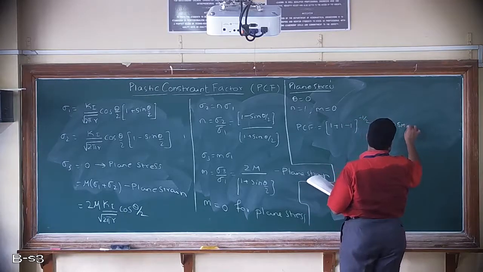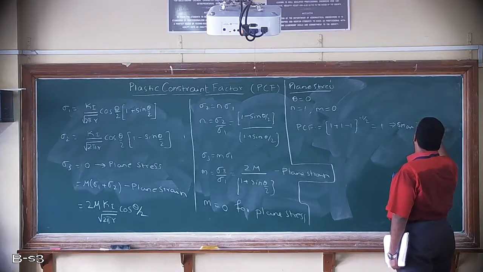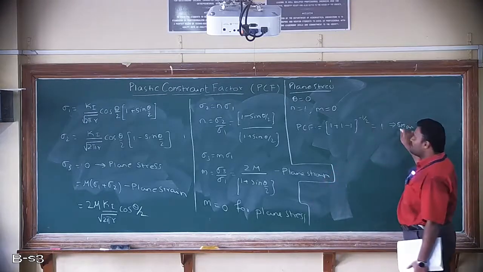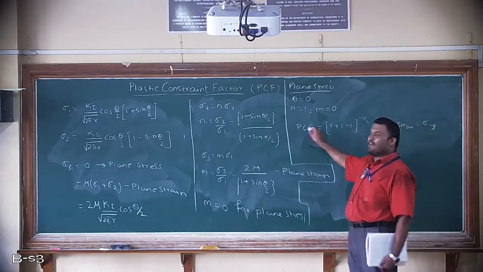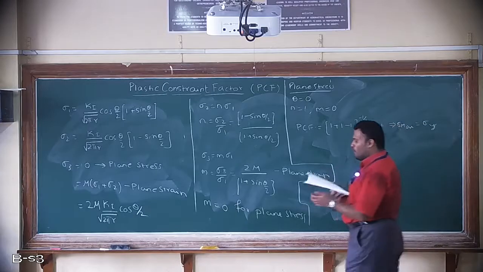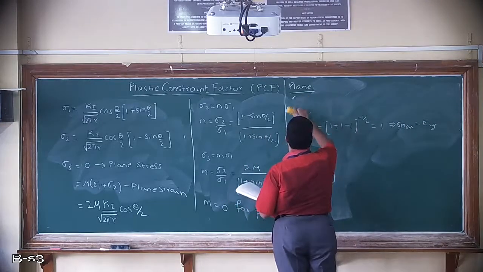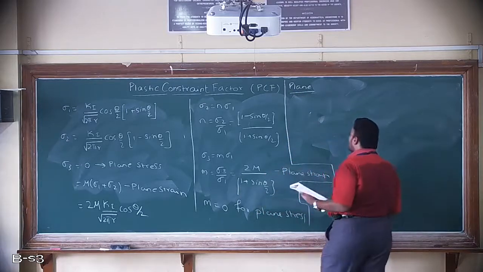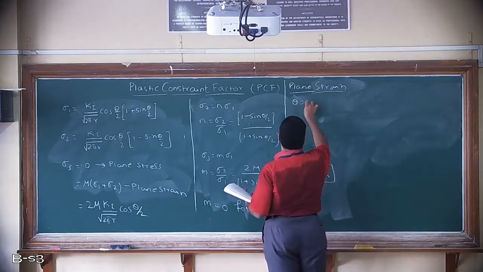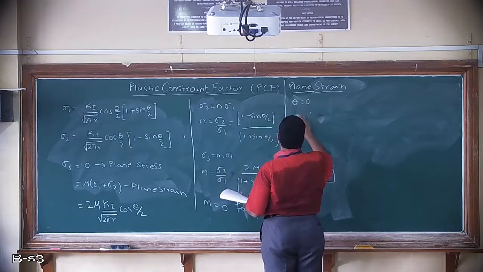Sigma max, or the maximum stress that is induced in that component, will be equal to the yield stress of that component. That is, the yield stress itself will be the maximum stress when we have the plastic constraint factor as 1. For plane strain condition, when theta is equal to 0, n will be again equal to 1.